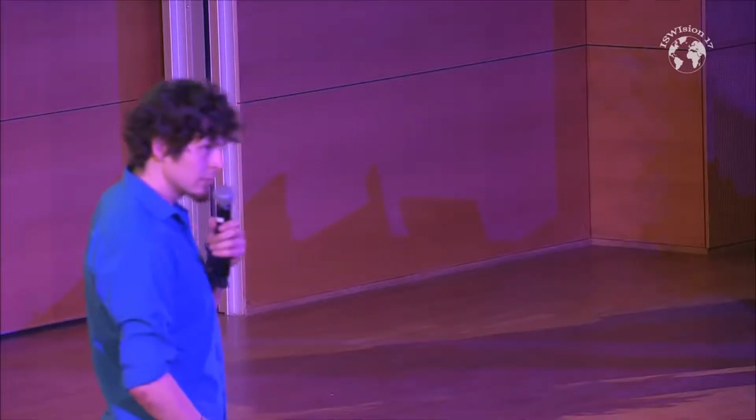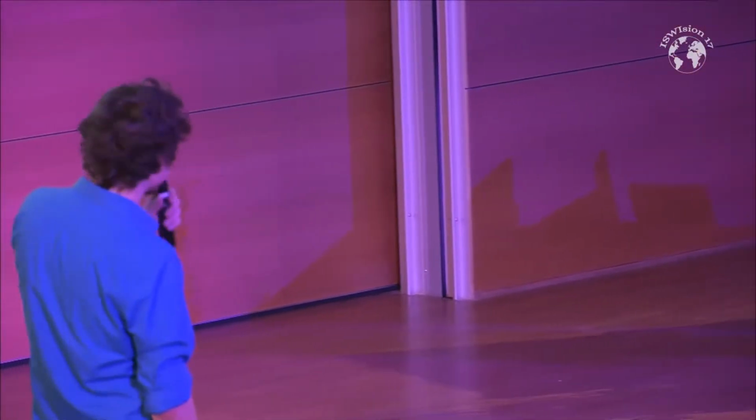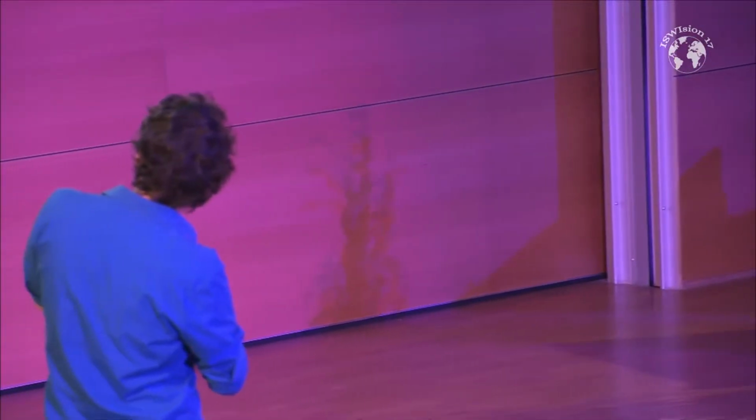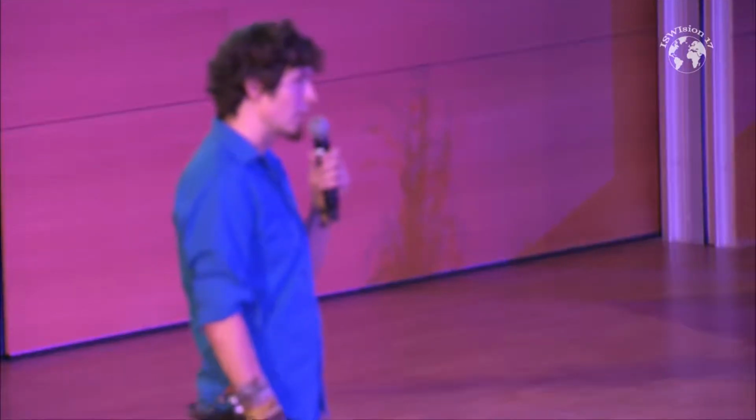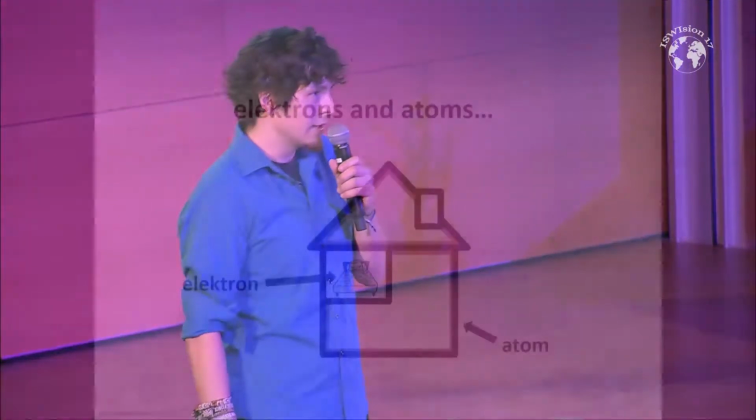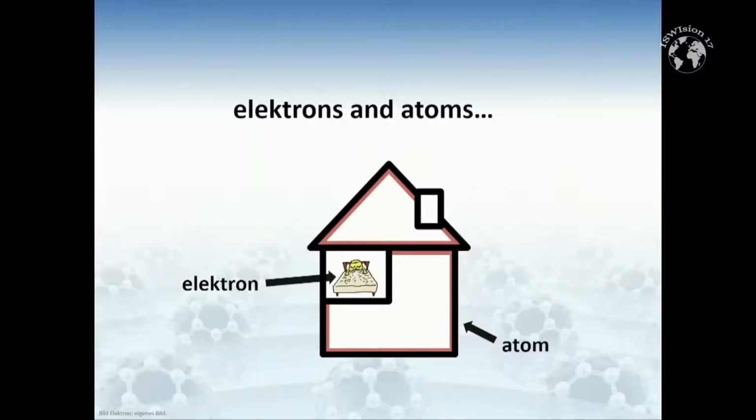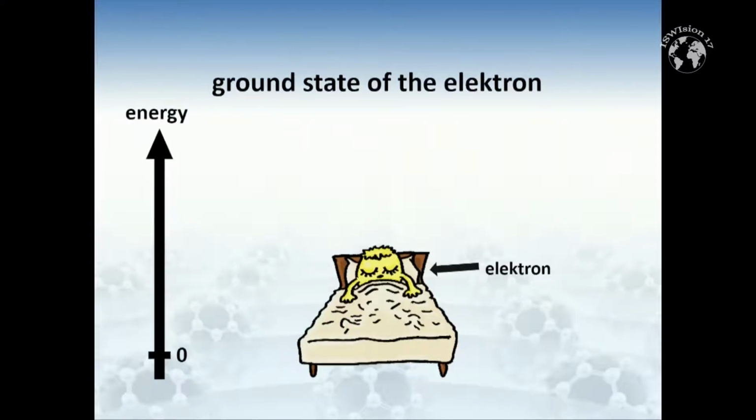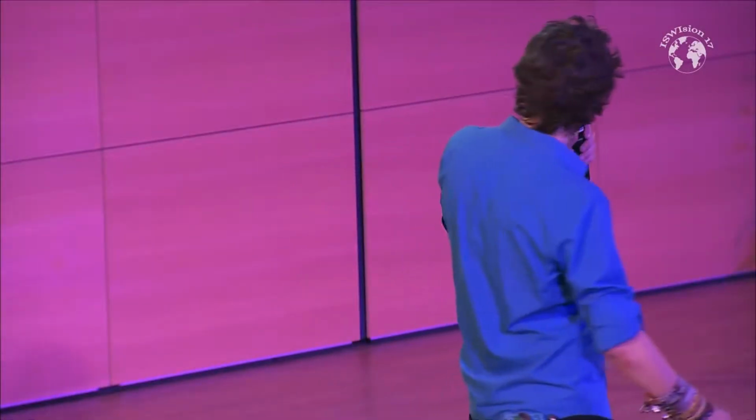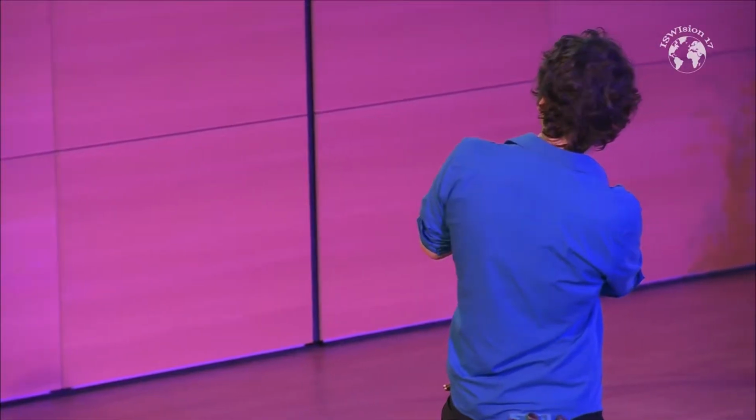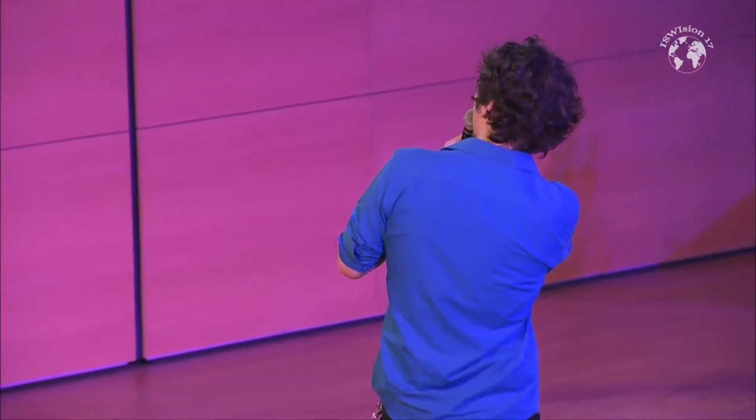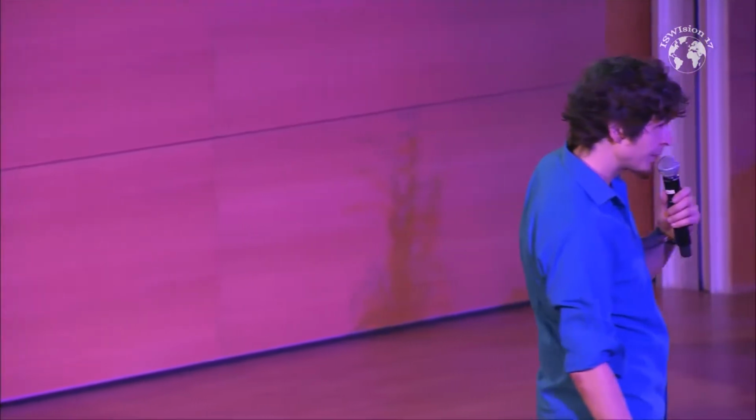So think about, come in my world of atoms and electrons, and think the atom is this house, the electron sits in there, and to make this picture more familiar to you, I would say the electron is a student. And the student in the ground state, you are students, the most of you, the student in the ground state lies in the bed, we all know that. So the energy is 0, as you see here, on this energy scale on the left side.